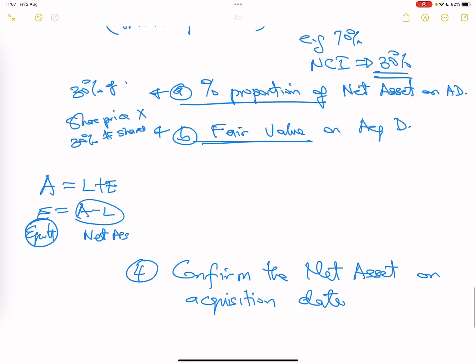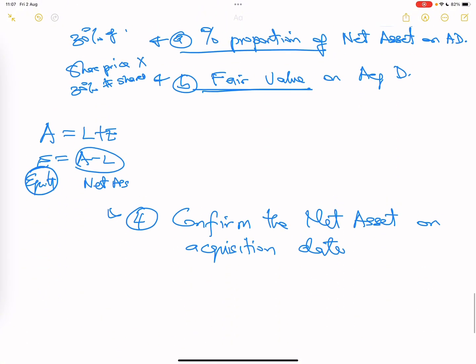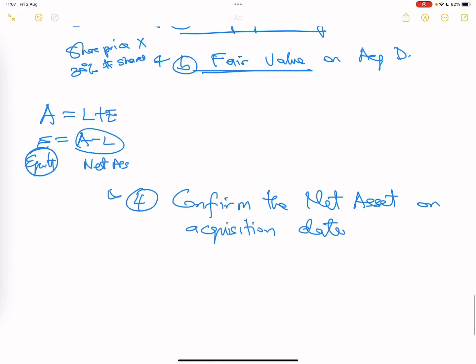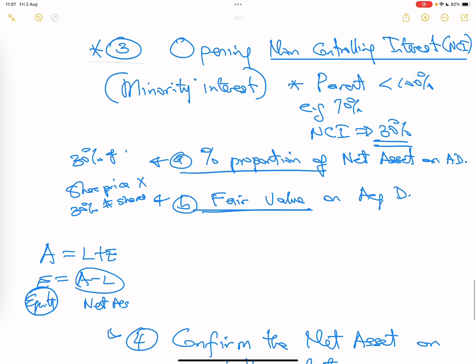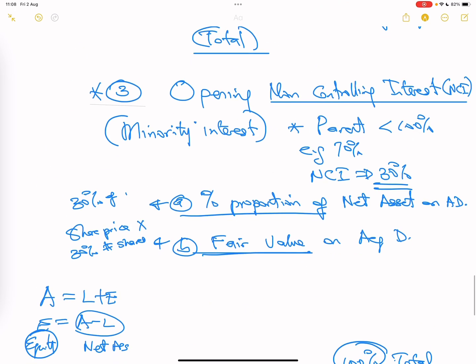I know most likely by the time you'll be thinking, oh, we could have done this first before we do the opening NCI. If it works for you like that, it's okay, but just stick to this, it's fine. It doesn't stop you from knowing your net asset in step 3 and still putting it here in step 4. So don't confuse yourself. Confirm that net asset on acquisition date and put the figure here. But remember, the net asset that you are talking about in step 4 is the 100% net asset, the total net asset of that subsidiary. Here, what you are looking at is NCI, non-controlling interest.